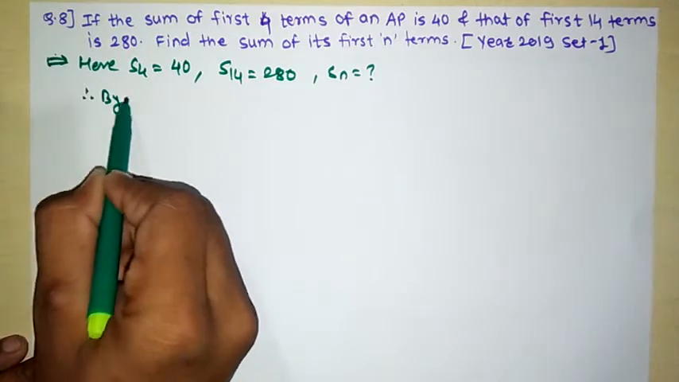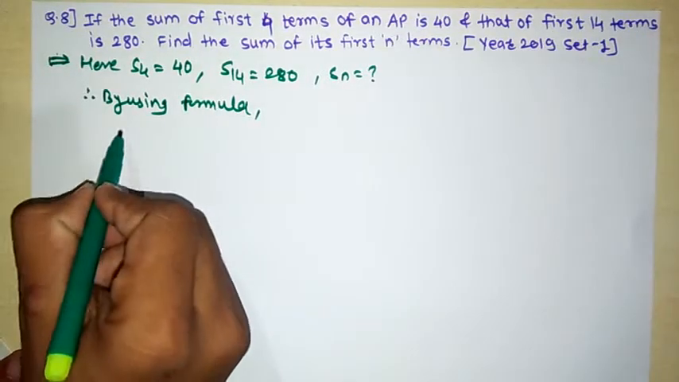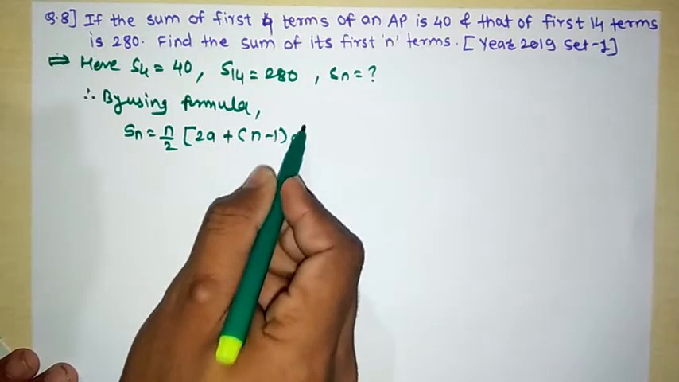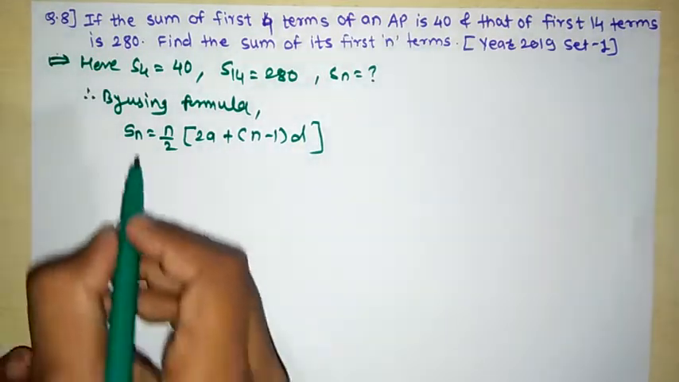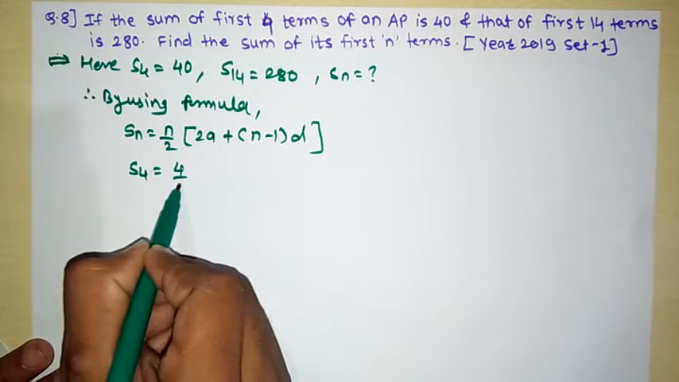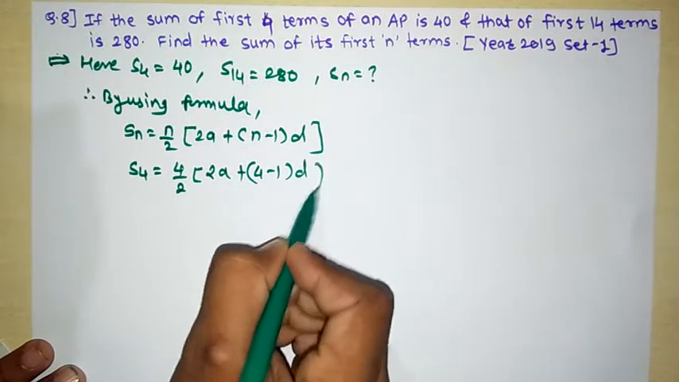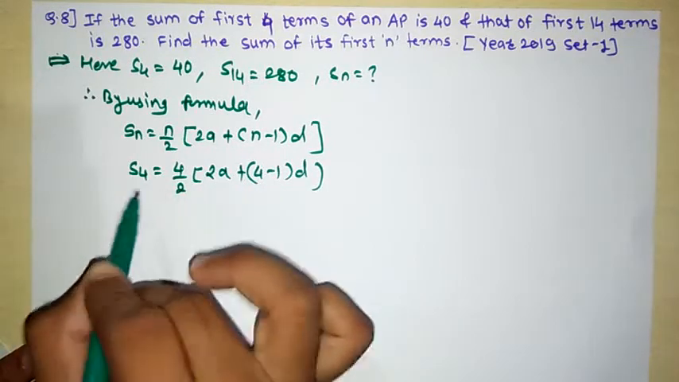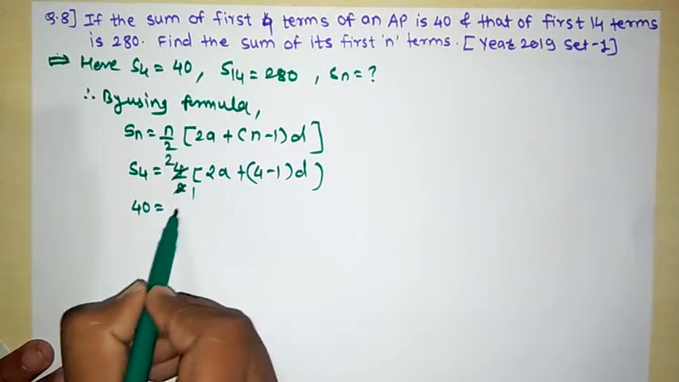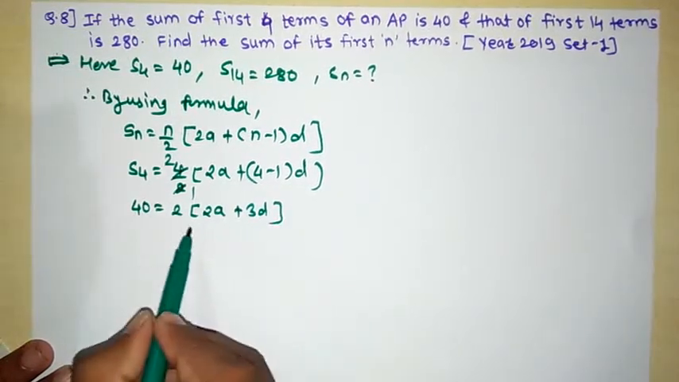Therefore by using the formula Sn is equal to n by 2 into 2a plus n minus 1 into d, we have to use this formula here. We have to write the formula for S4, that is sum of the first 4 terms. Instead of n we have to write 4 by 2 into 2a plus 4 minus 1 into d. We are writing 4 here because we are writing the formula for S4. What is the value of S4? S4 is 40. Put here 40 is equal to, 2 ones are 2, 2 twos are 4, 2 into, in a bracket, 2a plus 4 minus 1 is 3 into d. Now we got here this much.